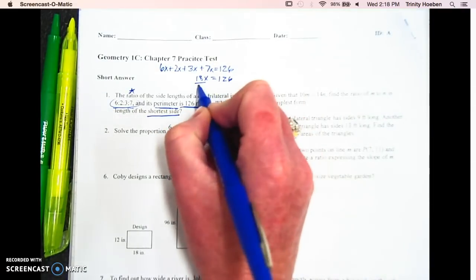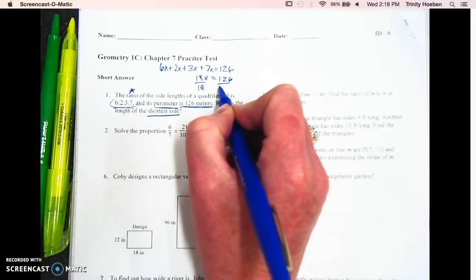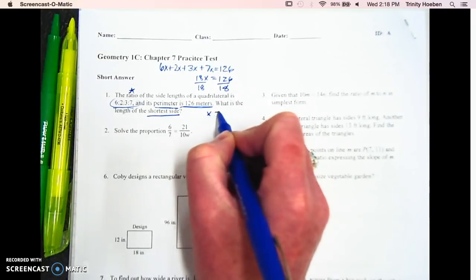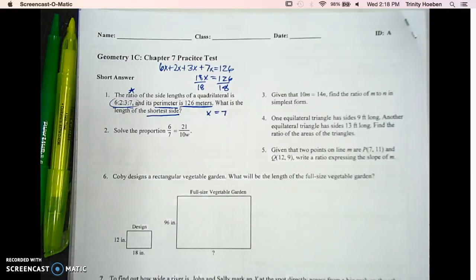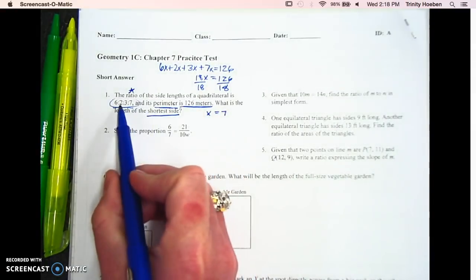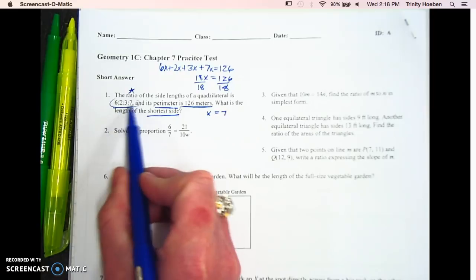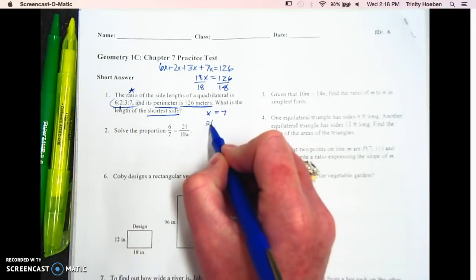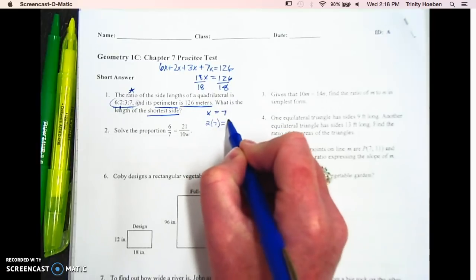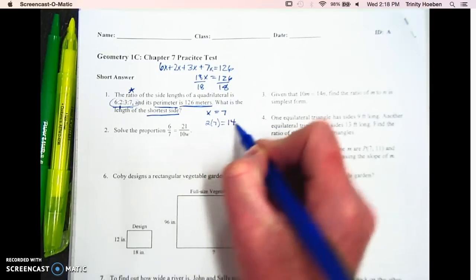Divide both sides by 18, and you get that x is equal to 7. So you take that 7 and you plug it back in, and you find that the shortest side, the smallest of these numbers, is 2. So 2 times 7 means that the shortest side is 14 meters.